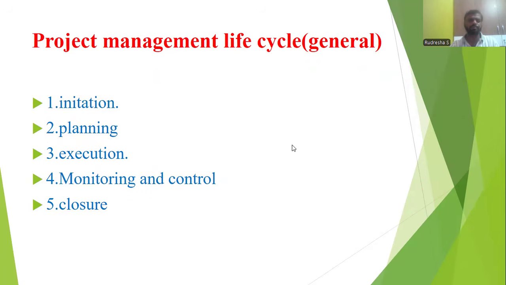See here, the project management life cycle: initiation, planning, execution, monitoring and control, and closure. First, look at initiation. What is meant by initiation?